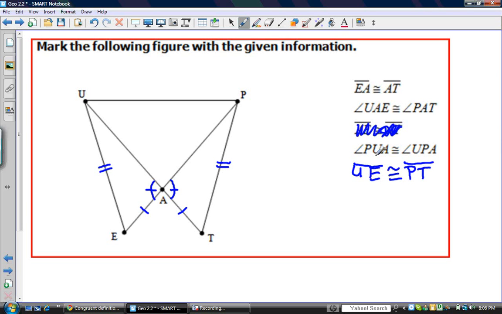Now, one more thing, angle PUA is congruent to UPA. I will mark that with two dashes. Notice if I mark this with one dash, we would think that it would be the same size as this. Similar with the segments. These two couldn't be marked with the same one dash, or we wouldn't be able to differentiate.